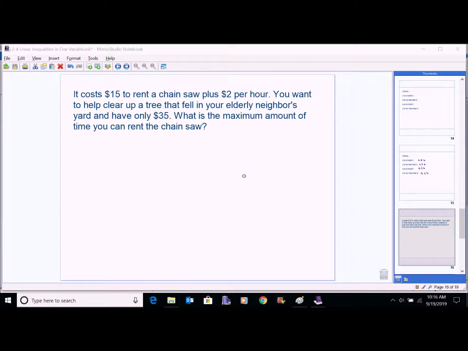So we do need to pick out a variable, what it'll represent, set up an inequality, because how much money is it that we have to spend? $35. So that means our inequality is going to have to be less than or equal to $35 in order to spend on this particular project.